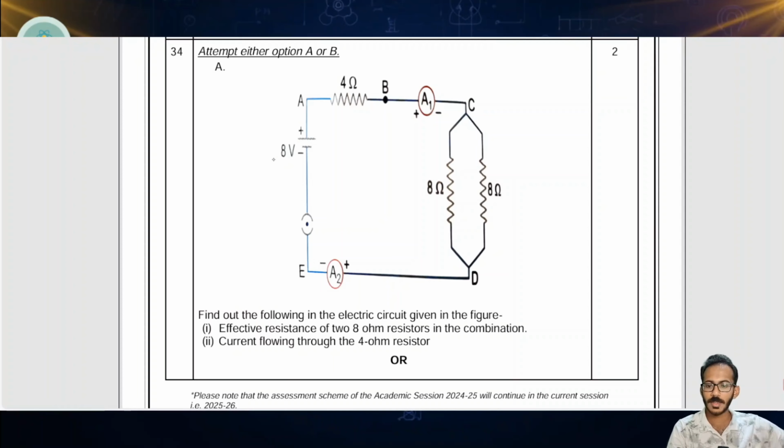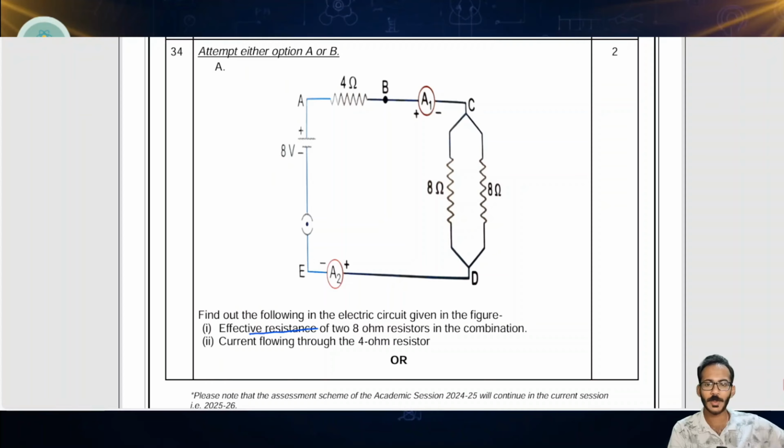See this question. Attempt either option A or B. It's also an optional question. So here we have a parallel connection. Find out the following in the electric circuit given in the figure. First one is effective resistance of two 8-ohm resistors in the combination.